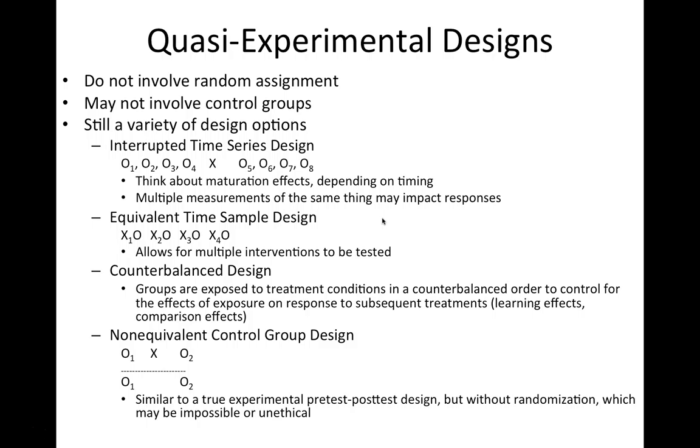And then again, this last one, non-equivalent control group design. This is what we think of in some ways as a traditional experiment, a more traditional quasi-experimental design in which we have everybody getting a pretest, one group getting some manipulation or intervention, and everybody getting a post-test. So this is very similar to the true experimental pretest post-test design, but without randomization. In a lot of situations, randomization may be impossible, unethical, or challenging for whatever practical, logistical, or ethical reasons.